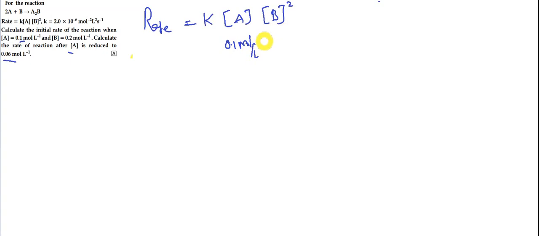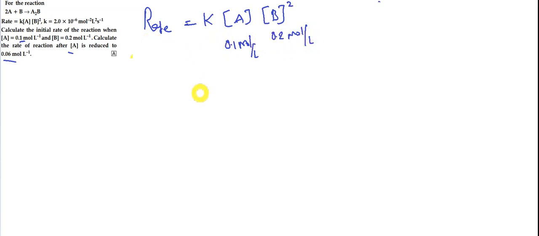Okay. So let us work out the first part, calculate the initial rate of the reaction. Let us write down. They have given the rate, that is rate equal to rate constant into concentration of A, concentration of B, each raised to a power, right? The concentration of A they have given is 0.1 mole per liter, and the concentration of B is 0.2 mole per liter, right?